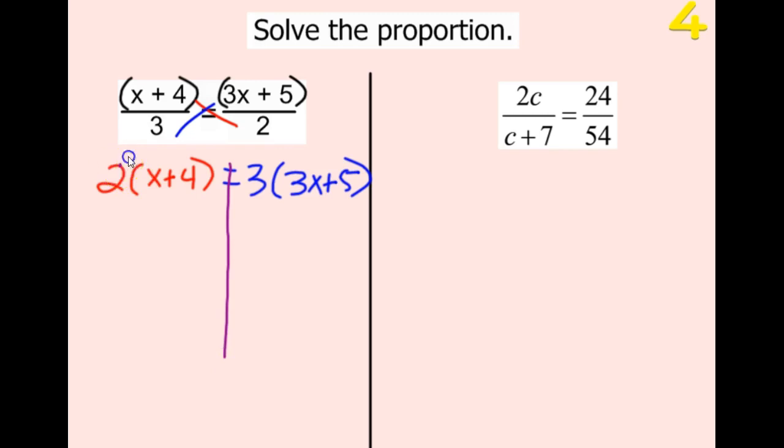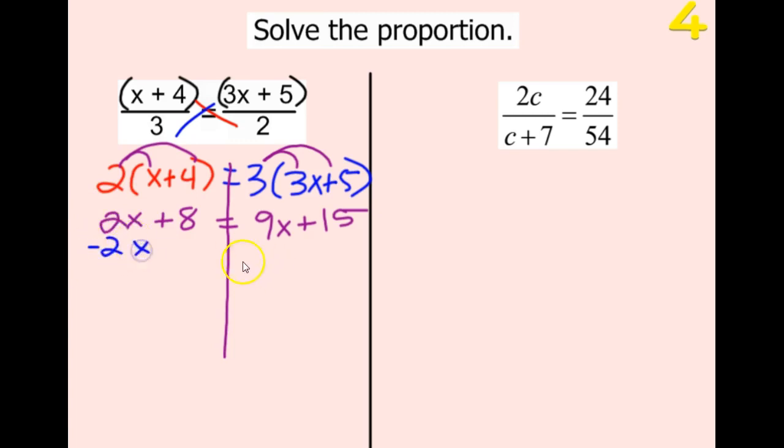That's better. 2 times x is 2x. 2 times 4 is 8. 3 times 3 is 9x. 3 times 5 is 15. So we're going to get all the x's on the same side. I'm going to move these 2 because they're smaller. Leave everything positive. So we have 8 equals 7x plus 15.